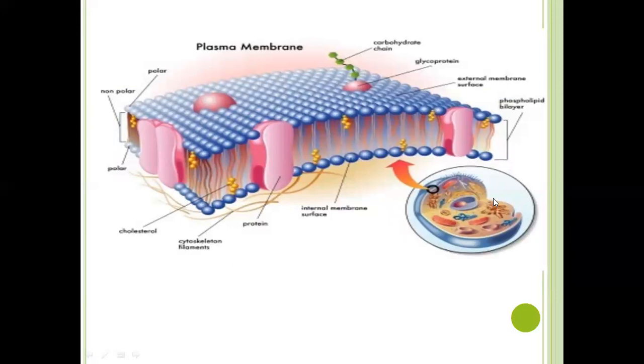Plasma membrane. This is the polar structure. These are the non-polar. This is the cholesterol. This is the cytoskeleton, proteins, integrated membrane surface. This is the polysaccharide layer. This is the external membrane on the surface. This is the glycoprotein, and this is the carbohydrate chain.